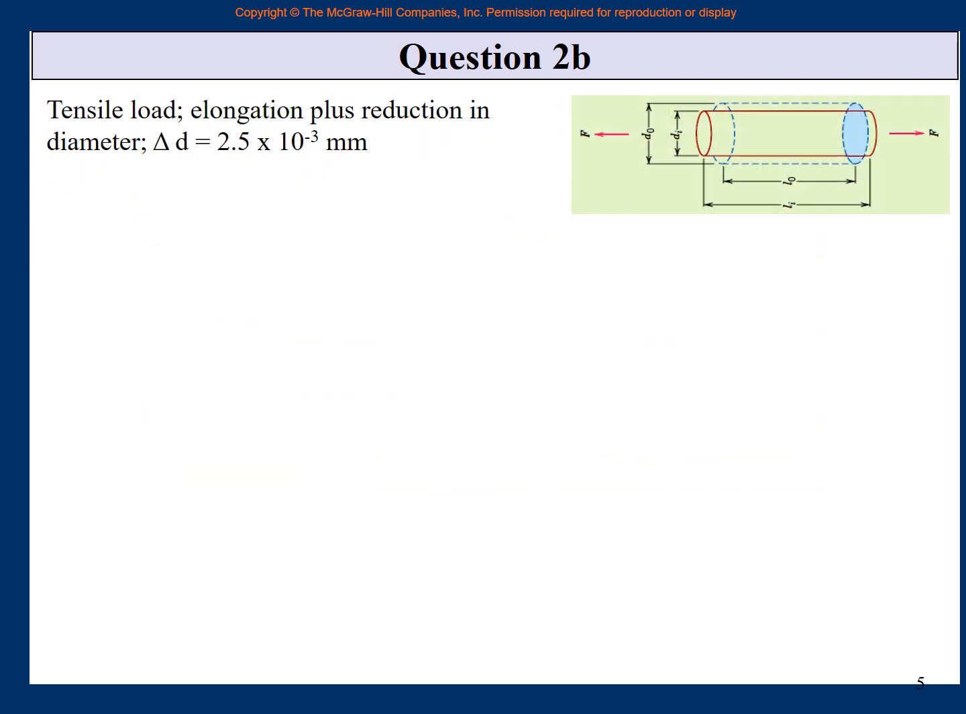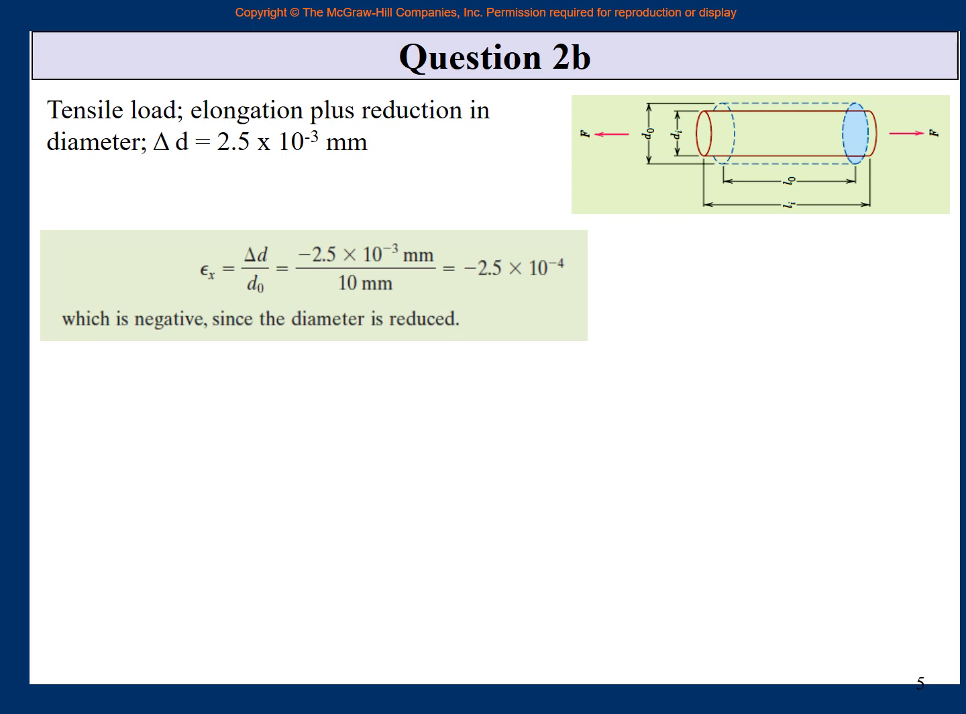So let us see. I am just recapping that this is the diagram. There is a tensile load, elongation is happening plus reduction in the diameter. So the change in diameter is given as 2.5 times 10 raised to minus 3 millimeter. When the length increases, the diameter decreases, so this delta D is a minus, right? Now, very simple, a strain is change in length upon length. If the diameter is changing, diameter is a length, in millimeter. So the strain is delta D upon D naught.